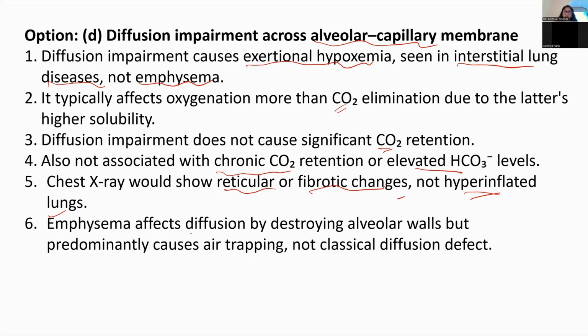Emphysema affects diffusion, yes, it does, by destroying alveolar walls, but predominantly it causes air trapping and not a diffusion defect.